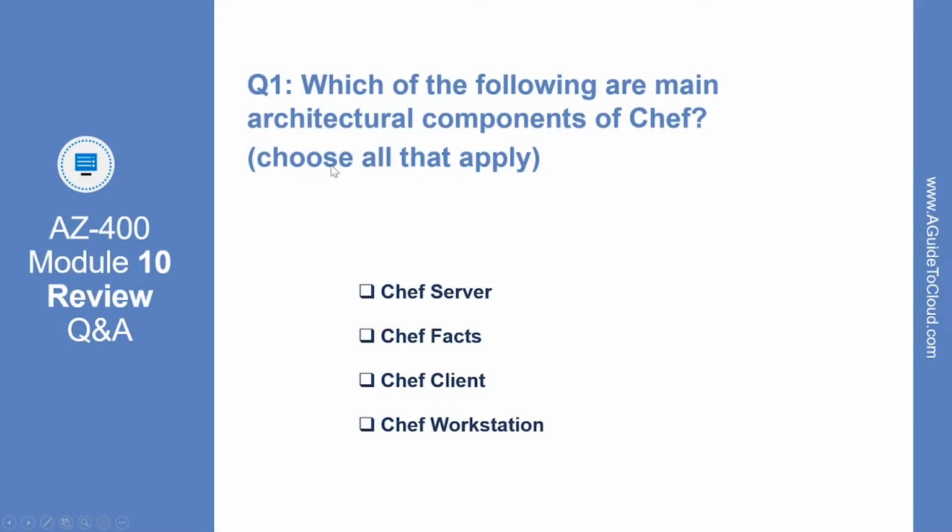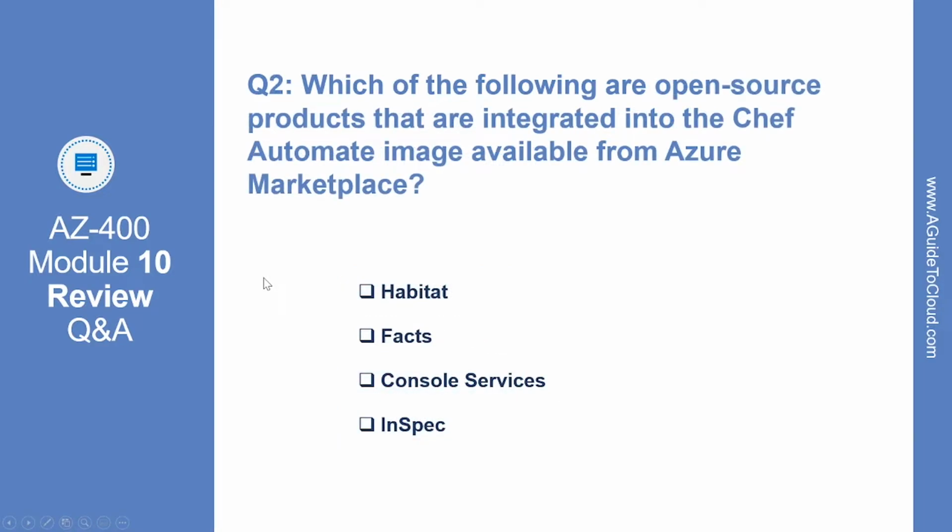Let's look into the first question. Which of the following are main architectural components of Chef? The correct answers are Chef Server, Chef Client, and Chef Workstation. Let's look into question number 2. Which of the following are open source products that are integrated into Chef Automate image available from Azure Marketplace? The right answers are Habitat and Inspect.